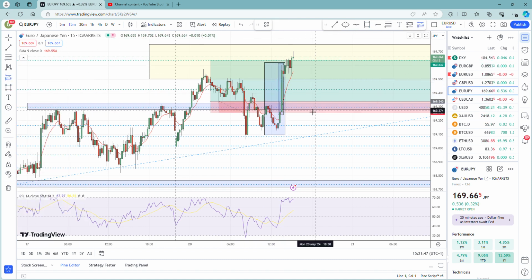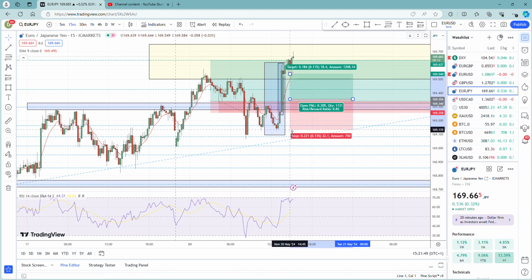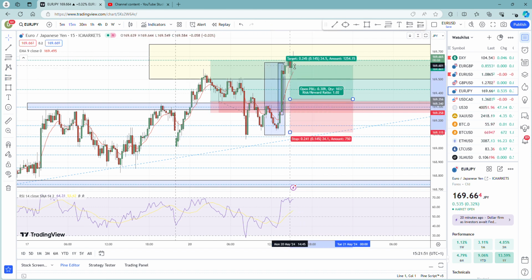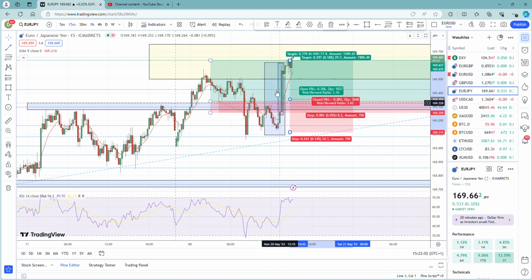Let's just say we entered here. Stop loss would have been below here. TP would have been there. Not great because it's a 1-to-1, 1.16 ratio. I wouldn't have entered, to be honest. I only aim for over 3 or 4 risk to reward ratios. So that's how I would have traded EJ today.